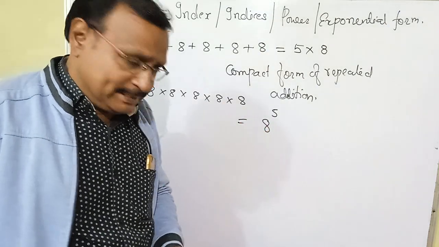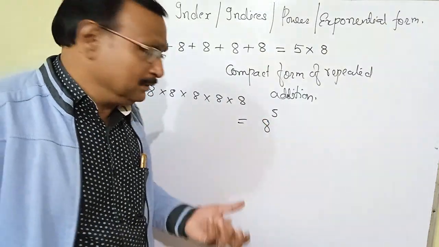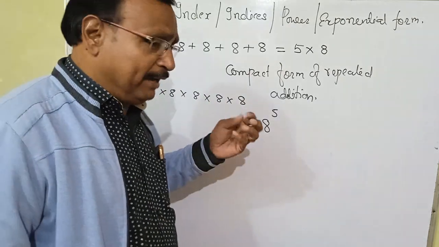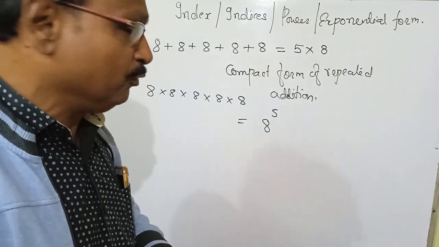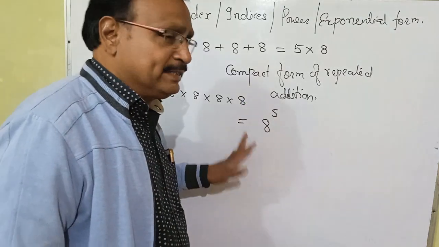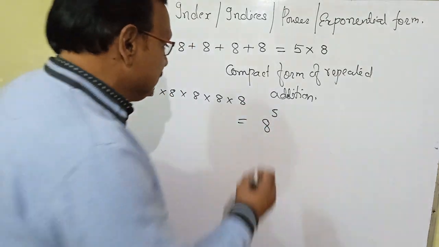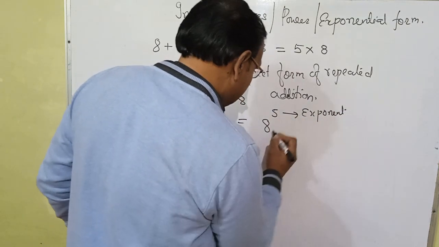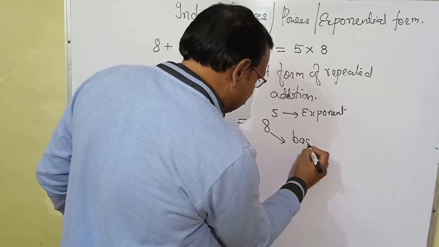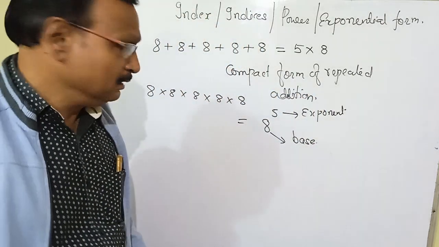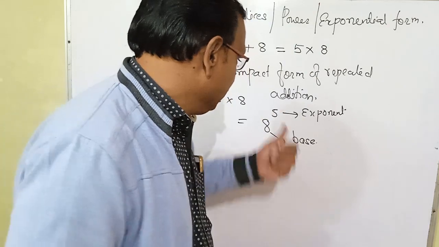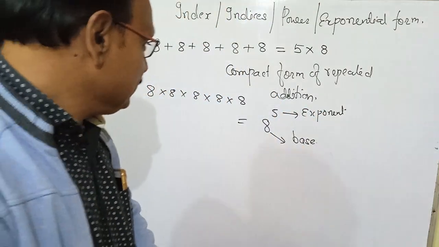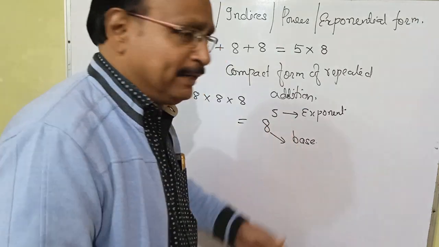8 to the power 5. What is this? In this expression we can write it in the very simplest form, 8 to the power 5. What is 5 and what is 8? Here 5 is the exponent and 8 is the base. Clear? 8 is the base and 5 is the exponent. In other words, we can also say 5 is the power.